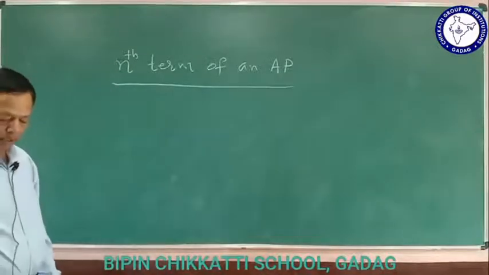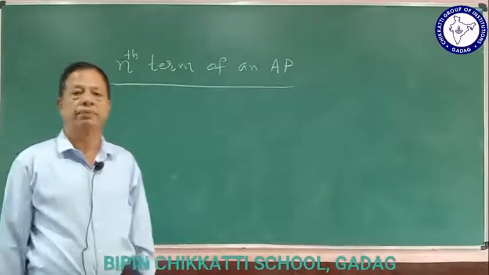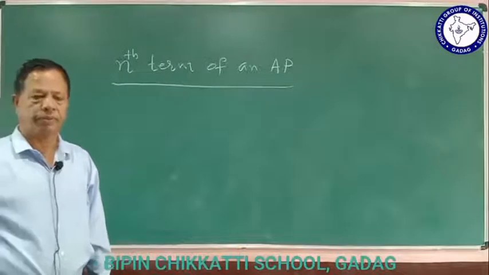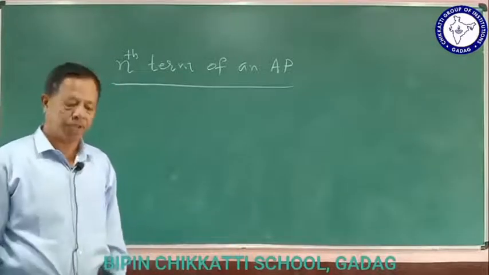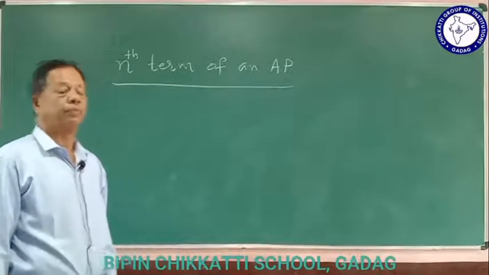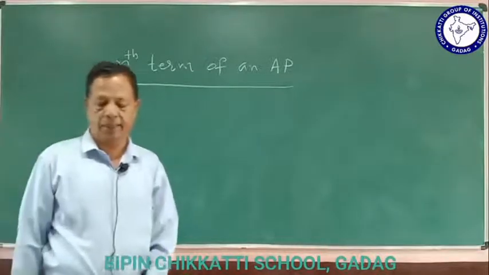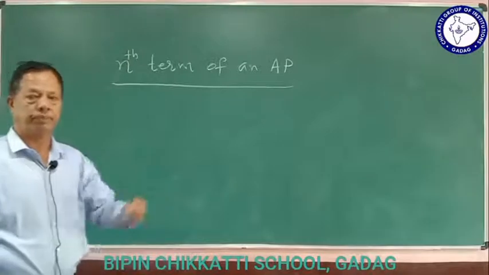In an arithmetic progression, which you have already studied, a is the first term and d is the common difference. Now we have to see the last term, that is called the nth term. Suppose I give you one practical example. Consider the situation.